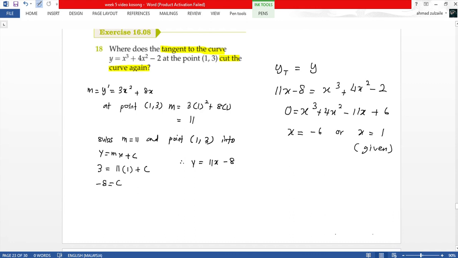So what we need to do is with negative 6 over here. At x equals negative 6, substitute into y of the tangent, which is easiest because it is the shortest equation compared to the curve's. So y equals 11 times negative 6 minus 8. So y equals negative 74. Therefore the other point of intersection is negative 6, negative 74.